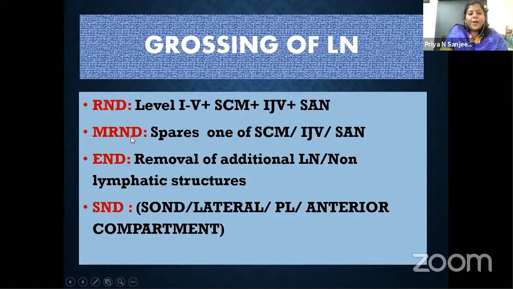Second procedure is modified RND, which involves removal of these nodes, sparing one of the non-lymphatic structures. Extended neck dissection involves removal of additional lymph nodes like facial nodes, buccal nodes, parotid nodes, etc. Selective neck dissection involves supraomohyoid neck dissection, lateral, posterolateral, and anterior compartment. For oral cancers, we get specimens of SOND as it involves level 1 to 3.